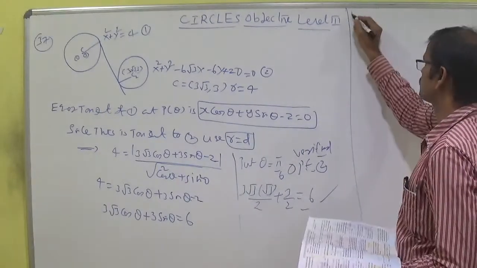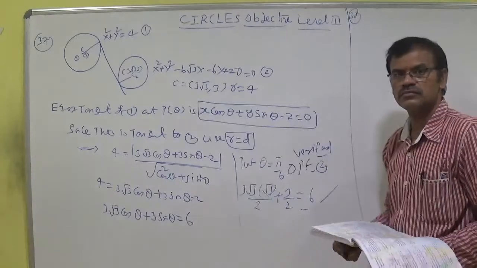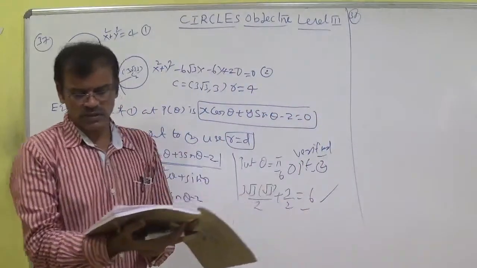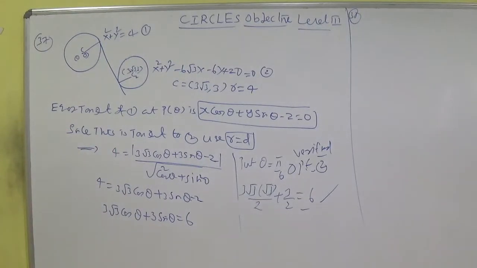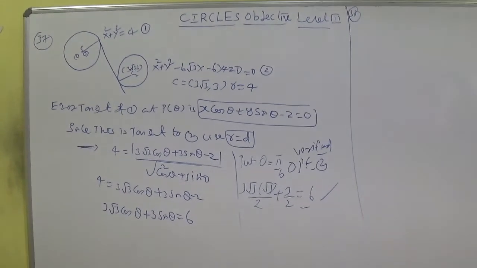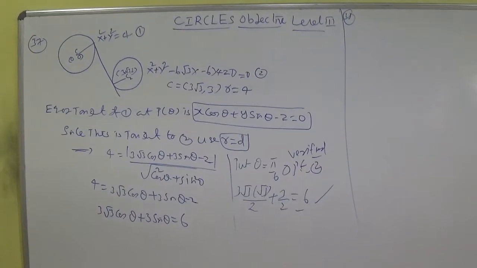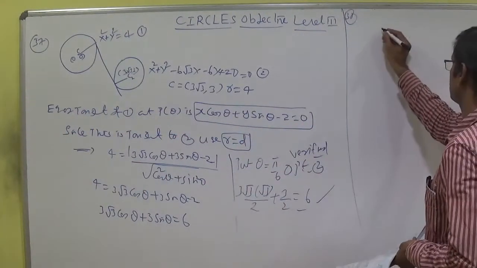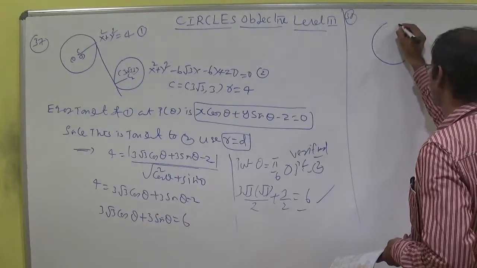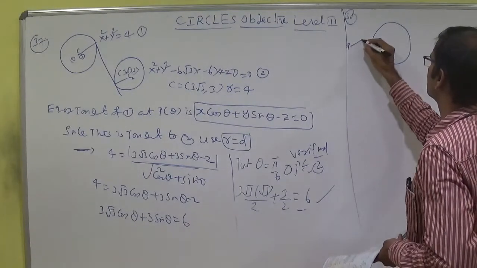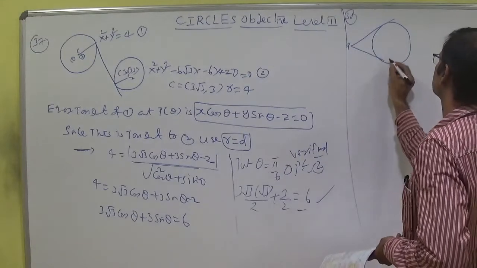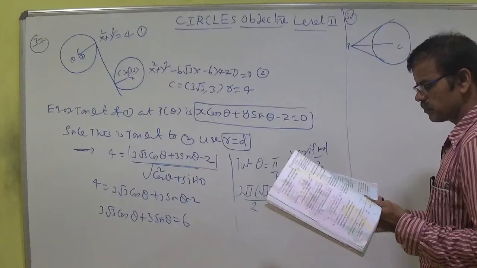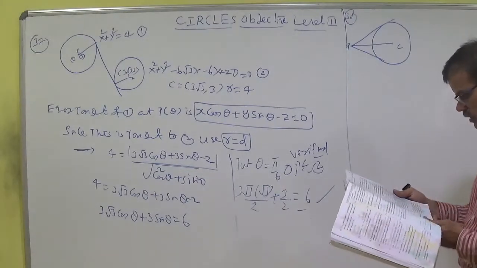Now the 38th question. A point P is at a distance of root 48 units from the center C. Let this be P. Draw tangents like this. This is center C. A point P is root 48 units from the center C.